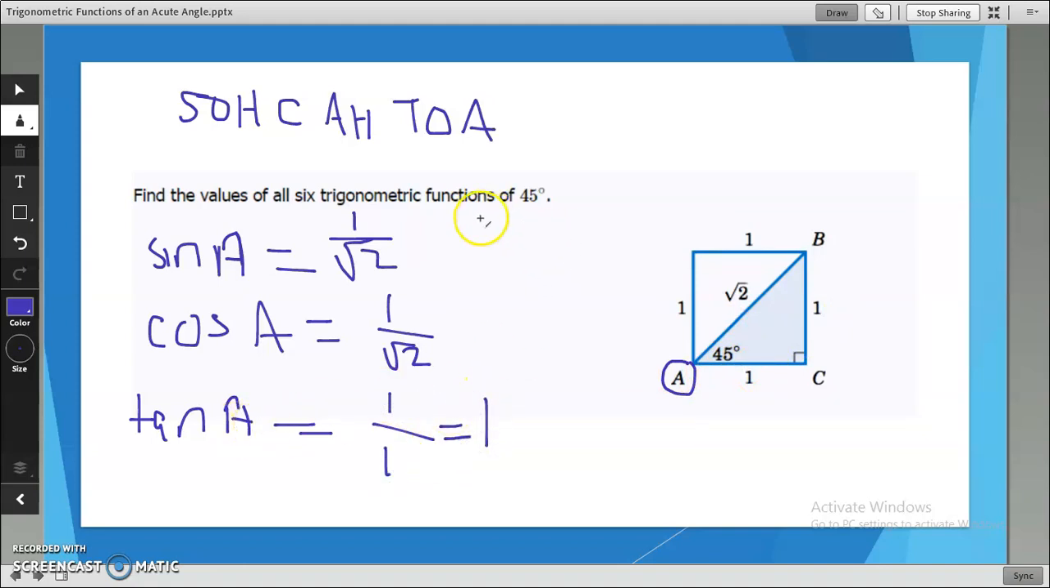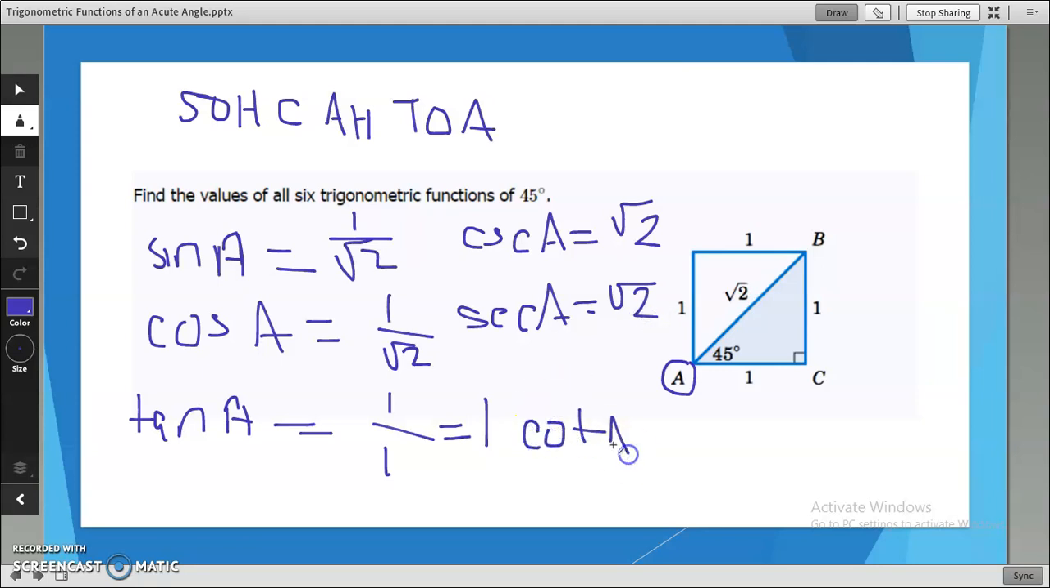All right. The next ones are very easy to find. So cosecant, all I have to do is flip it over, right? Because they're the inverse of each other. So I don't even have to use my triangle anymore. So that's root 2 over 1, which is just root 2. Secant, again, I'm just flipping this as the inverse or the reciprocal. So that's going to be root 2 again. And cotangent is the reciprocal of 1, which is just 1.